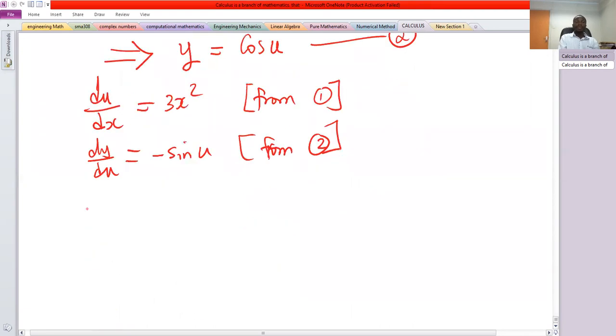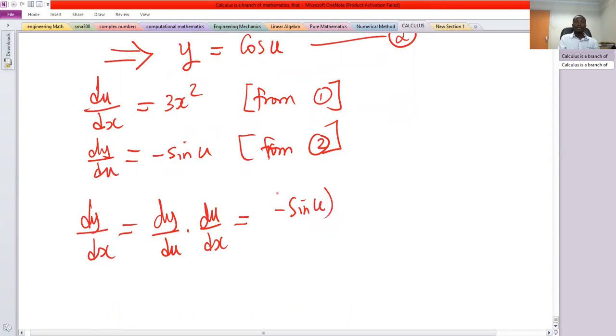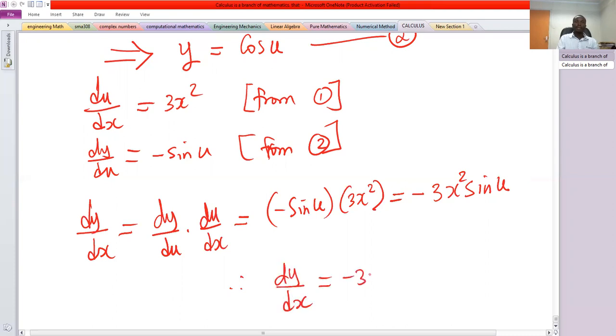Now, definition of dy dx is dy du times du dx, which will be minus sin u times 3x squared, and this you can write as minus 3x squared sine of u. So therefore, dy dx is minus 3x squared sine of x power 3.